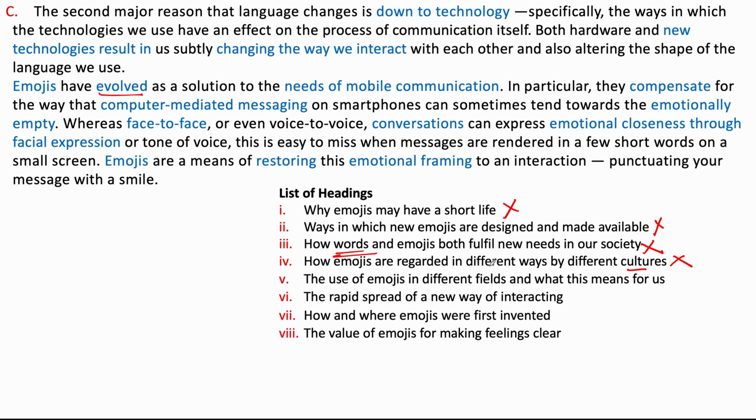The fifth heading says use of emojis in different fields. Technology and mobile communication is mentioned, but this section is about the role of emojis in mobile communication, not their use in different fields. The sixth heading says the rapid spread, or the fast spread, of emojis, not mentioned in this section. How and where emojis were first invented, not mentioned in this section at all.